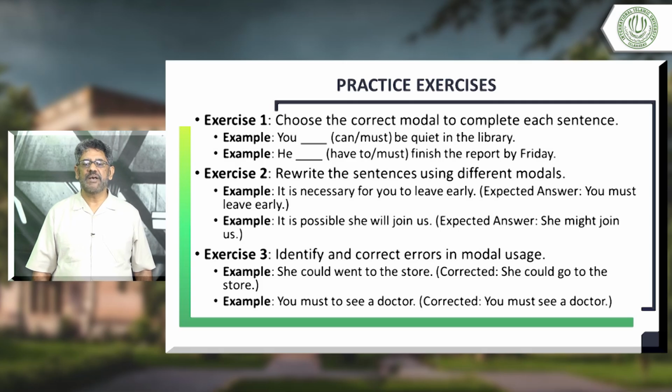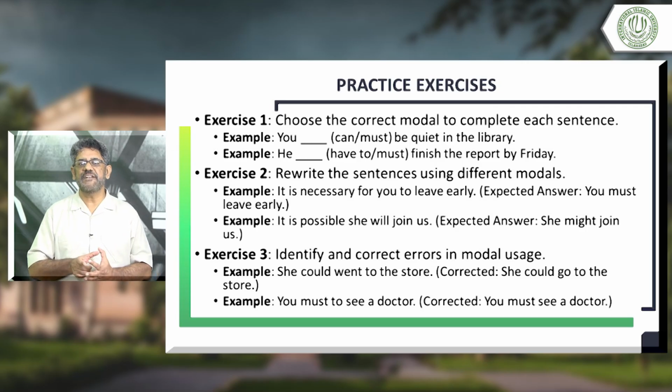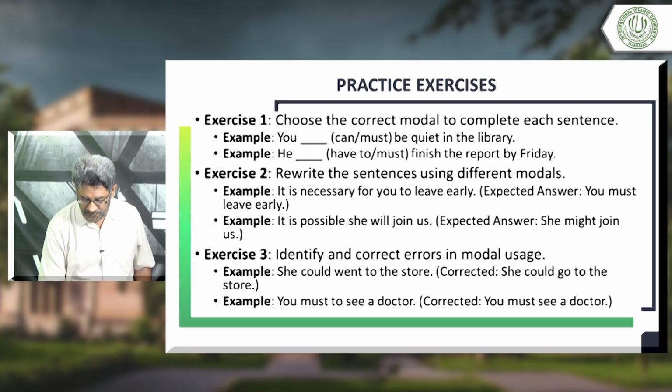Example, you must to see a doctor. You must see a doctor. Must to see. You see the infinitive to see, to go, to run. No, it is without to. Students make this mistake. I have seen. You must to see a doctor. It should be you must see a doctor.